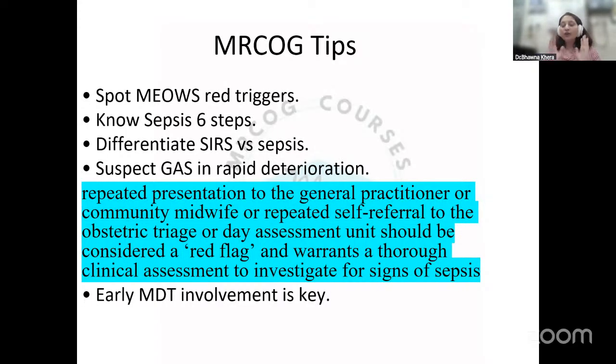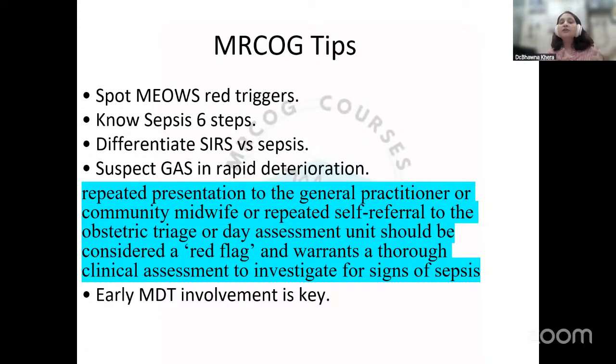At least what you can look at a glance is if any of the red triggers is there. If anything goes into the red, that is sepsis, and you have to start the sepsis 6 protocol, right? If any one thing which you find is in the red, no need to go into the depths of that particular MEOWS chart. If any one thing goes red, you have to trigger the sepsis 6 protocol.